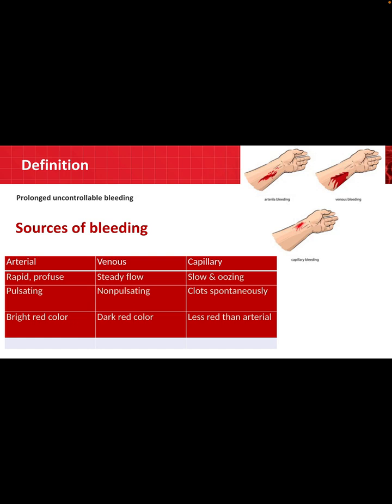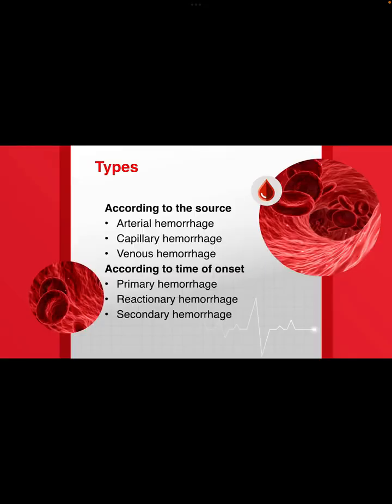The source of bleeding can be arterial, which will be rapid, profuse, pulsating and bright red in color. Venous bleeding will be a steady inflow, non-pulsating and dark red in color, and capillary bleeding will be slow and oozing. A clot will be formed spontaneously and it is less red than arterial bleeding.